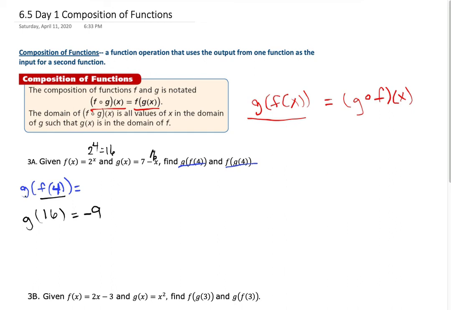Okay, so g of f of 4 is -9. That's how I do it anyways. I start with the inside, I put it into the f, and then whatever I get there, I put it into the g. Let's take a look at this other one.